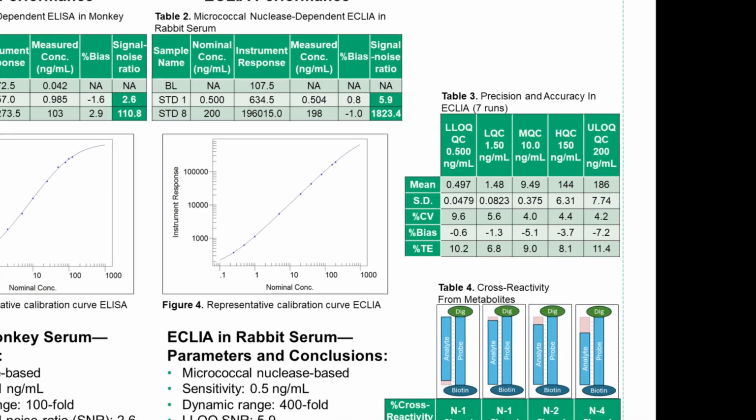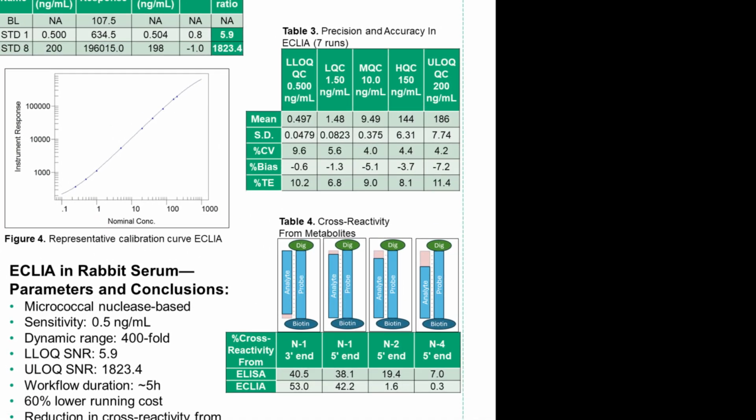Precision and accuracy of the updated method was successfully demonstrated in 7 runs, as seen in Table 3. Switching nuclease alters the interference coming from the metabolites. Table 4 demonstrates the overall improvement in the interferences coming from the N-2 and N-4 5' end metabolites from the ELISA to the ECL method. Additionally, these changes overall reduced the workflow by 40% and reduced costs by 60%.